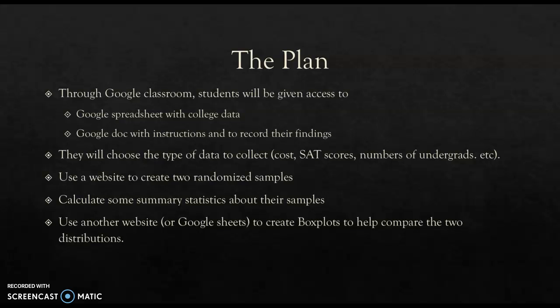And they used a website to create two random samples, one a simple random sample and one a stratified random sample. They then calculated some summary statistics and used another website, or some of them used Google Sheets, to create box plots, which they used to compare those two different distributions. I thought this was pretty authentic for them because this is real world data, and it is also very relevant to these students, who are mostly sophomores and juniors preparing for applying to college.